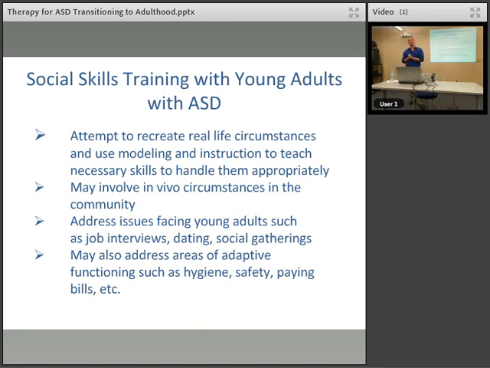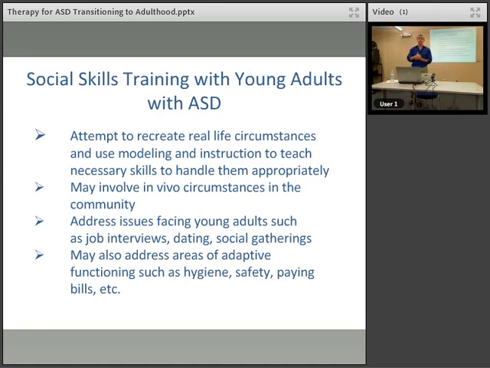Okay, so what do we do with that? What we're aiming for is to recreate real life circumstances, and then we use modeling and instruction to teach necessary skills to handle those circumstances appropriately. So the idea is that we're getting them into a setting where some of this can be done right there in the moment, and they can profit from actually managing different circumstances in the moment as it's going on.